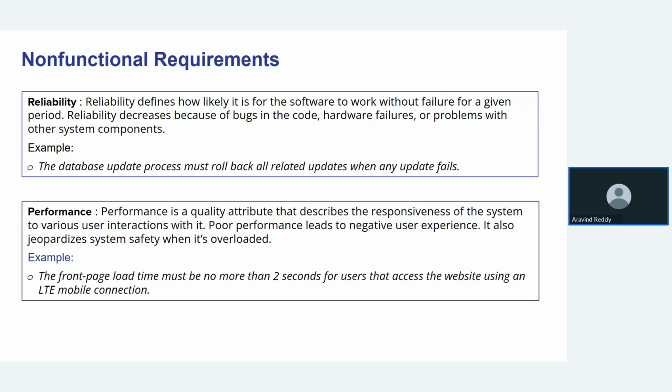The user needs to load. See here, the front end page load time must be no more than 2 seconds when the user accesses the website using an LTE mobile connection. He may use a mobile, a laptop, a tab, or a desktop, and your application needs to be supported there, right? So that is the thing you need to follow while performing, right, guys? You need to make sure about the performance of your project.